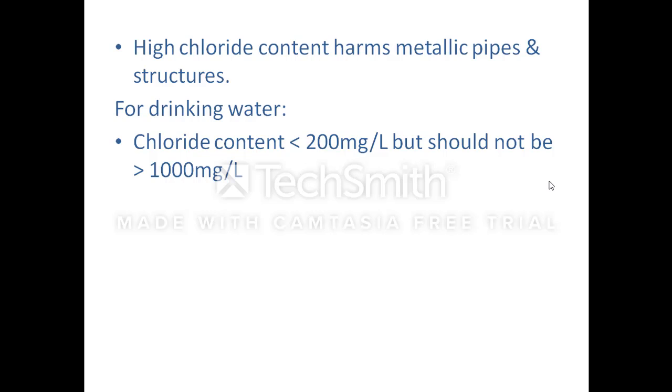Now, if the chloride concentration in water is high, it may harm the metallic pipes and growing plants as well. For drinking water, the chloride content should not be more than 200 mg per liter. But if the chloride content of water is more than 200 mg per liter, it can be used, but it should never be greater than 1000 mg per liter.